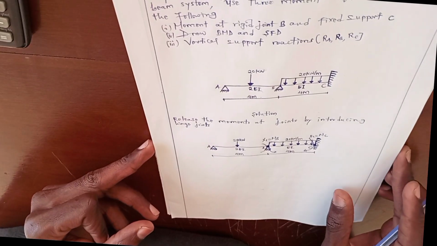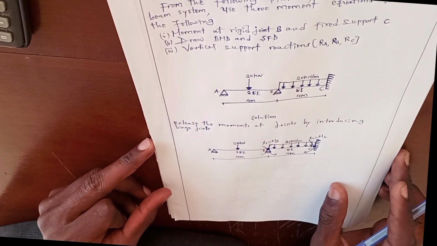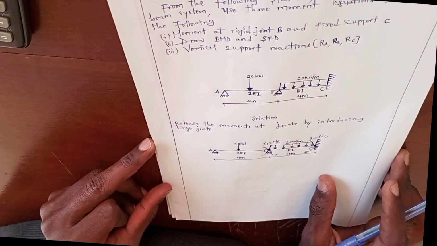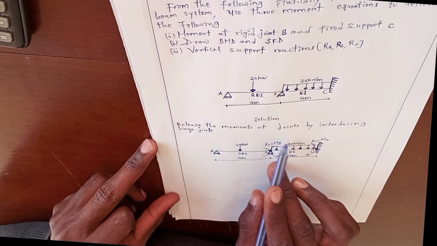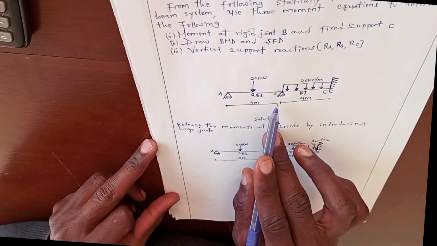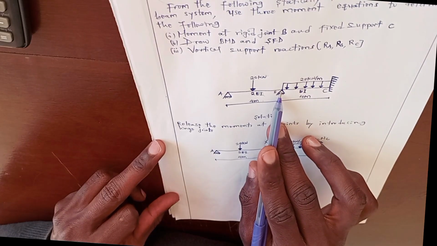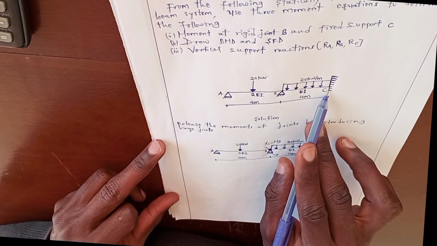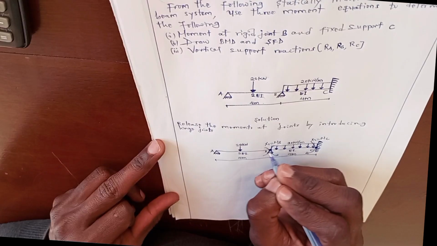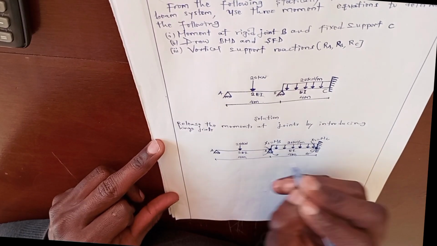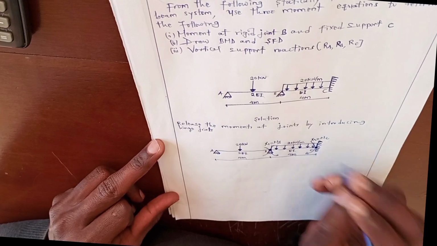In order to use the three-moment equation, we are supposed to consider that the beam system is a continuous span. Now, the first procedure is to release the moment at joints, which is joint B and joint C. Joint B is a hinge joint and joint C is a fixed joint. Now, we release the moment at joint B, which will be equal to x1, and release the moment at joint C, which will be equal to x2.